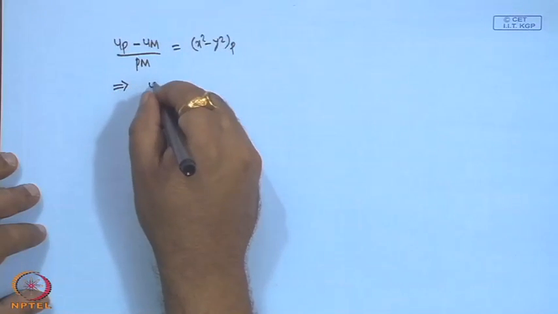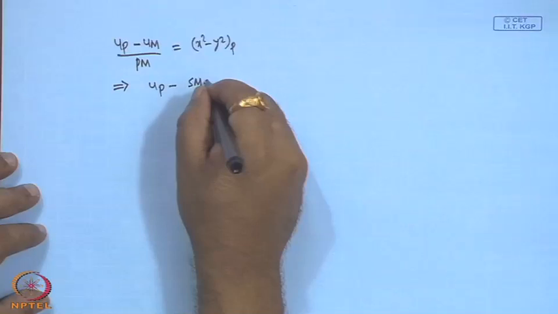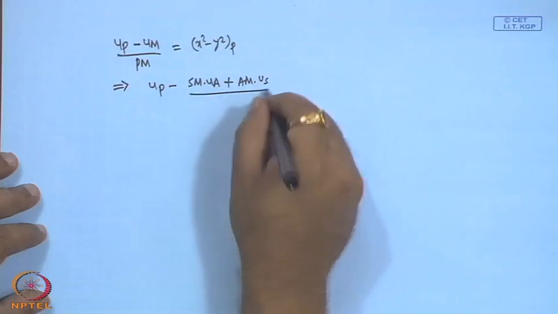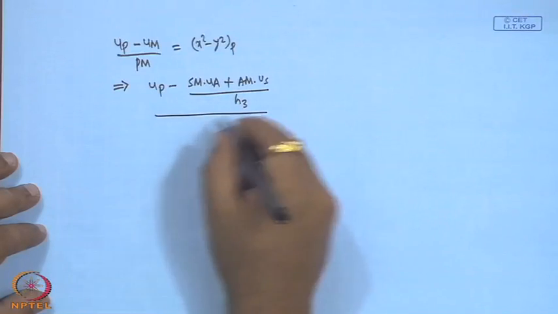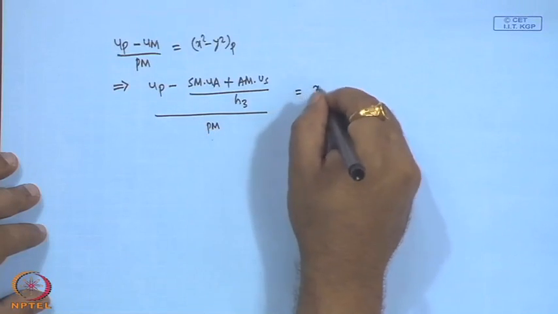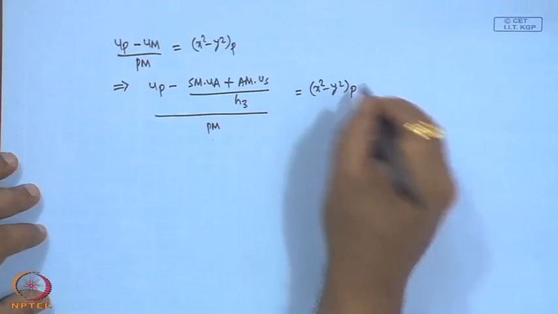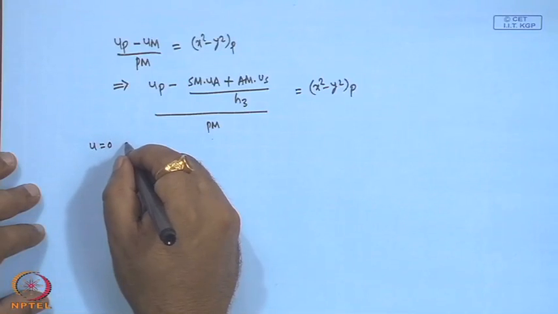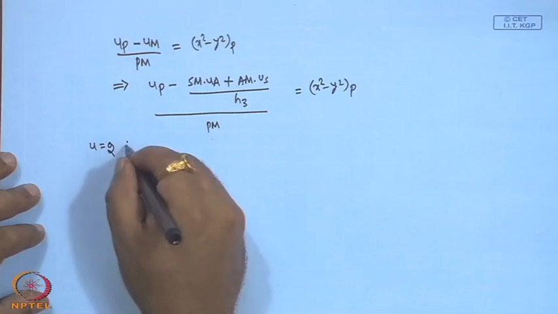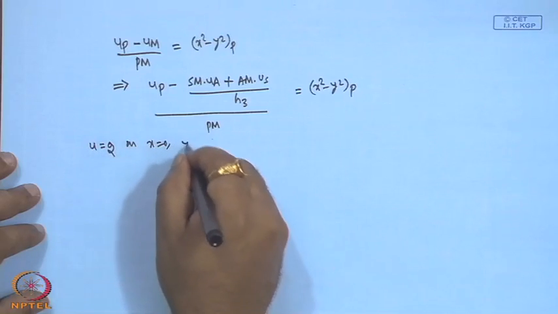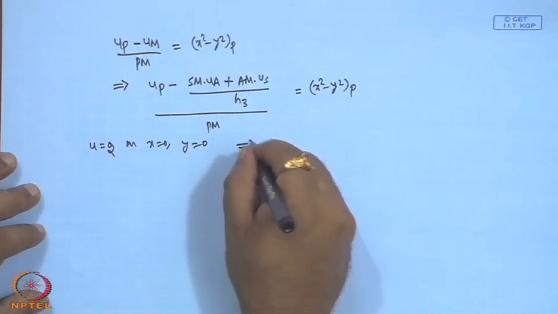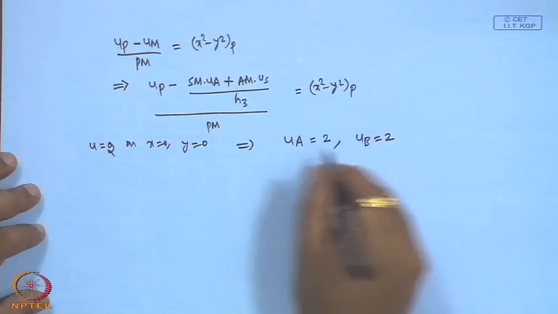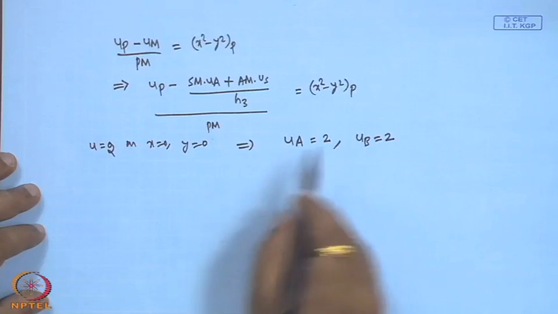So, this implies, okay. And we have u equals 0, u equals 2 on x equals 0, y equals 0. So, this implies u a is 2 and u b is 2, because both are on the axis.